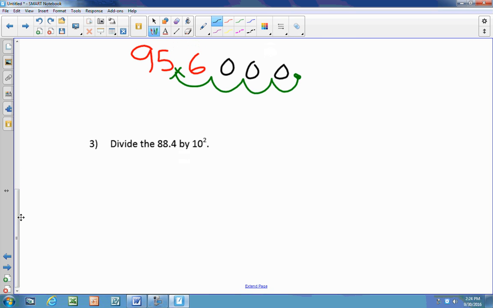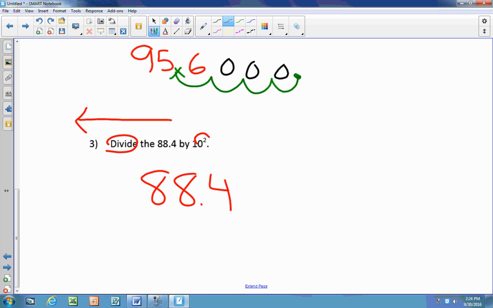Now we move on to the next problem where we're going to divide. And when we divide, we move to the left. We're going to rewrite our number to make it easier to work with. And we're dividing by 10 to the second power. The second power tells me to jump twice to the left. And jump 1, 2. It's now here. It's no longer here. And we have 884 thousandths.